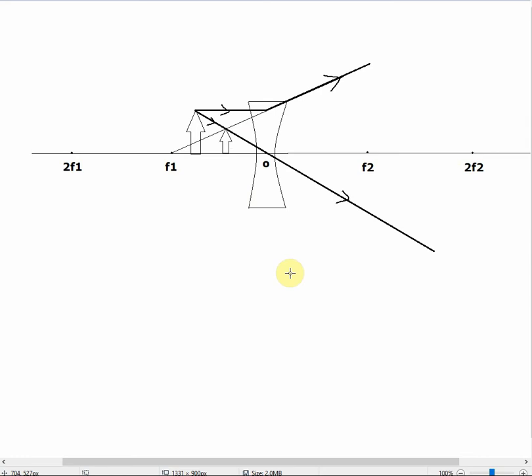I will not draw anymore. I think you have understood, and please try the other cases that I have not drawn for the concave lens. I have not placed the object between C and F. I have not placed it at F. Please try it and check whether all the cases are giving you the same result or not.